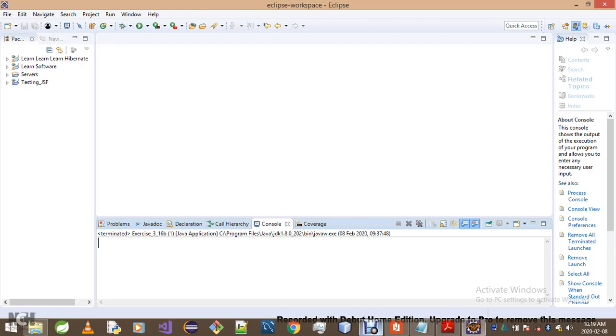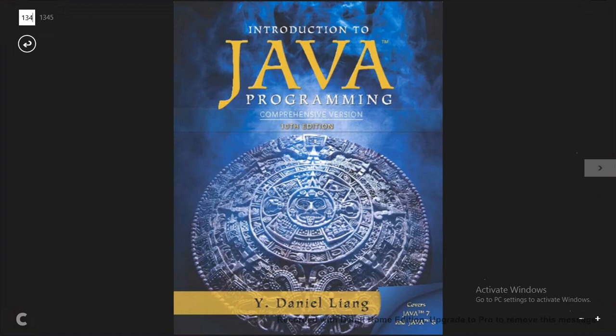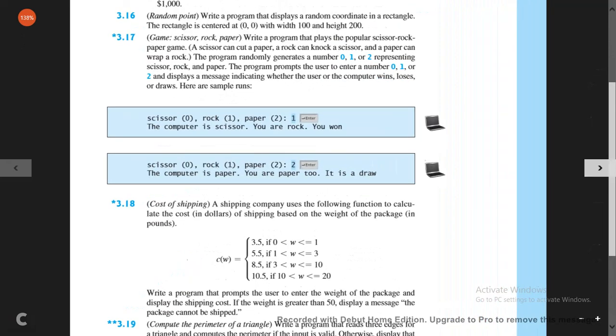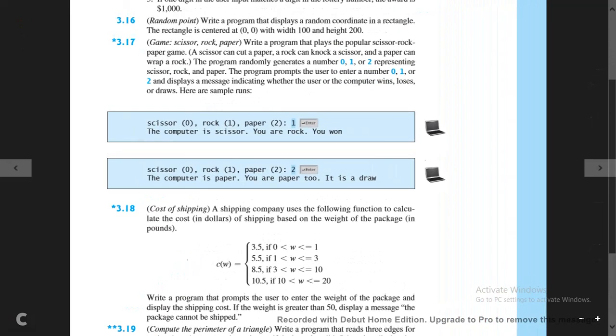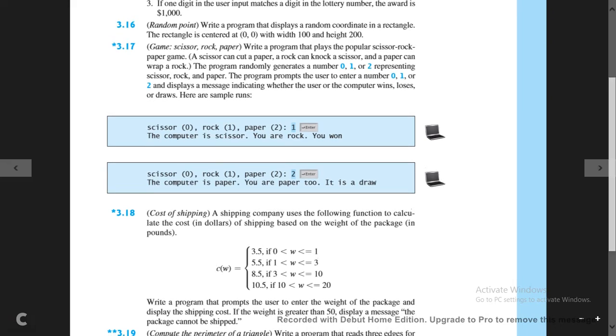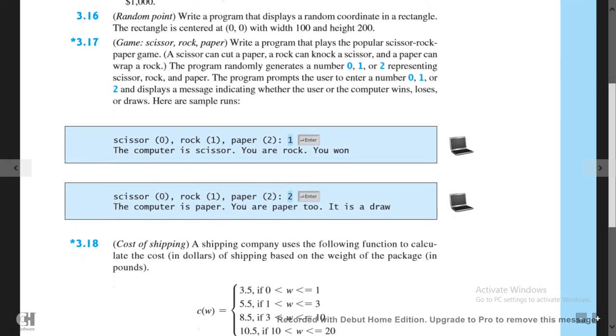Okay, so with that out of the way, let's read the question we're actually doing at the moment. It's exercise 3.17. This is it right here. It's a paper, rock, scissors problem. It's a game, actually. What we gotta do is write a program that plays the popular scissor, rock, paper game. A scissor can cut a paper, a rock can knock a scissor, and a paper can wrap a rock.